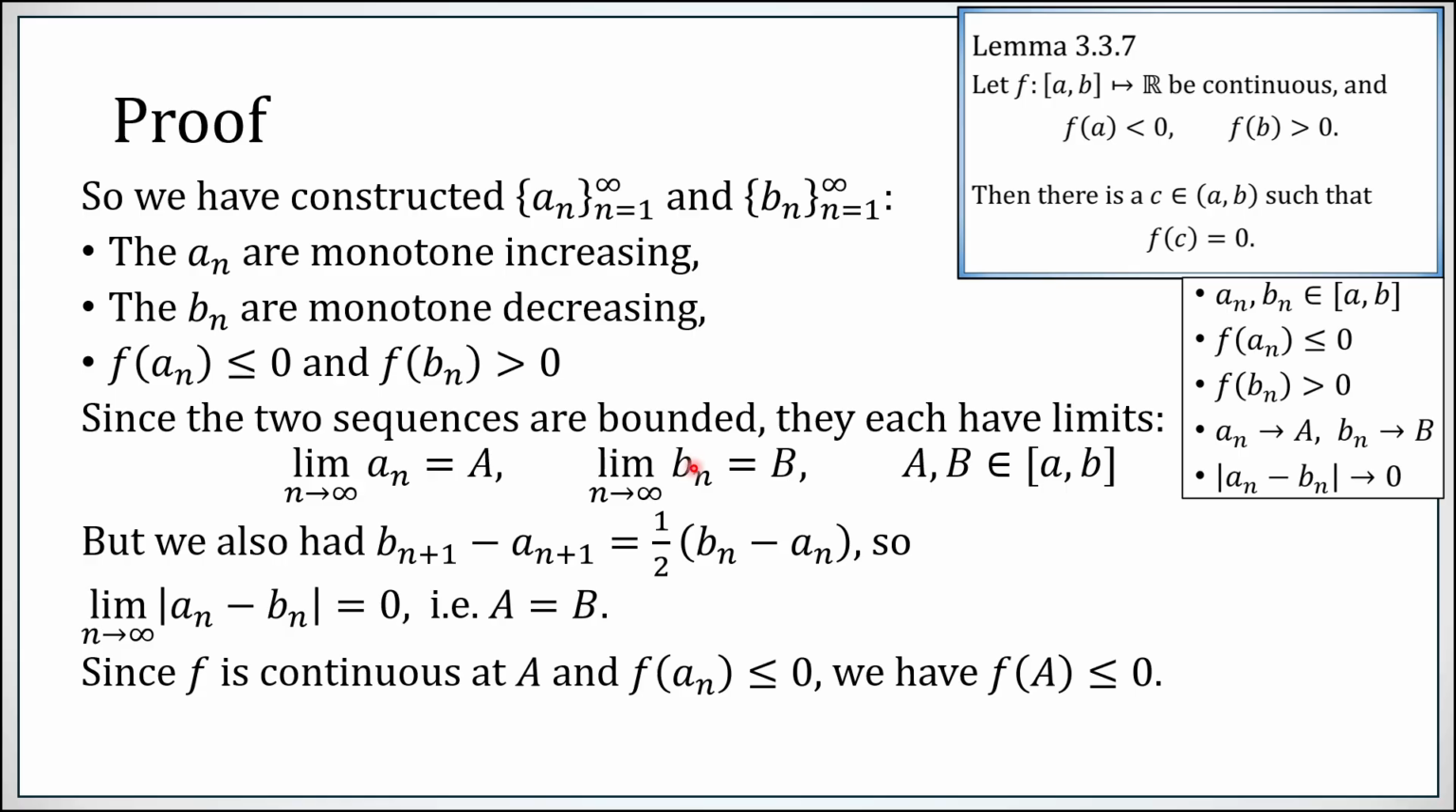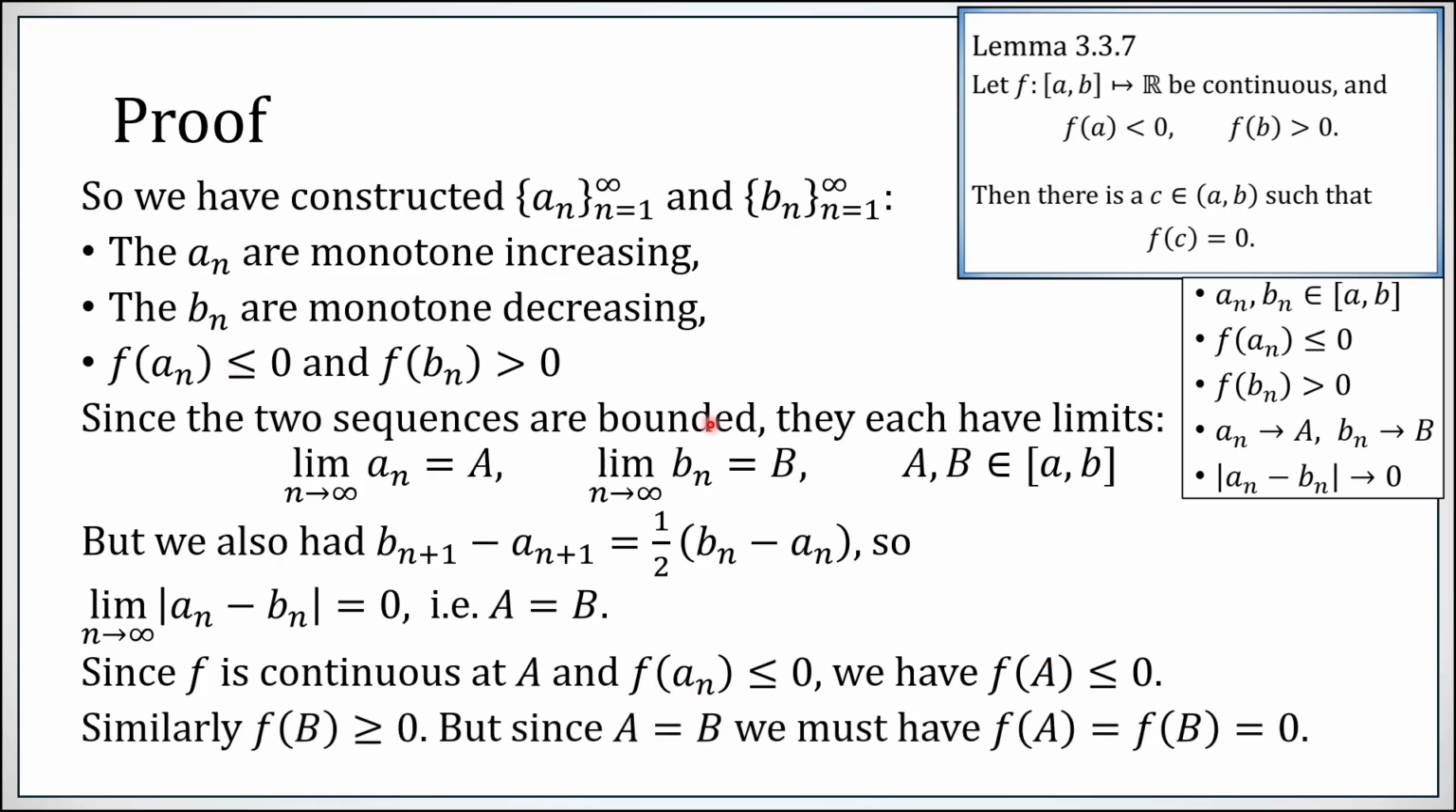Now, because f is continuous at A and a_n is converging to A and f of a_n is less than or equal to 0, we find that f of capital A is less than or equal to 0. But similarly, b_n is converging to B where the function is continuous, but all of the f of b_n's are positive, so f of B is bigger than or equal to 0. But since A equals B, we have f of this point less than or equal to 0, f of this point also bigger than or equal to 0, therefore f of capital A must equal f of capital B must actually equal 0.